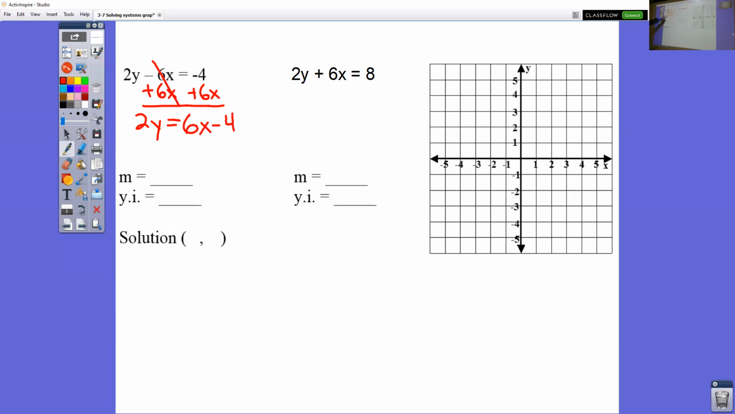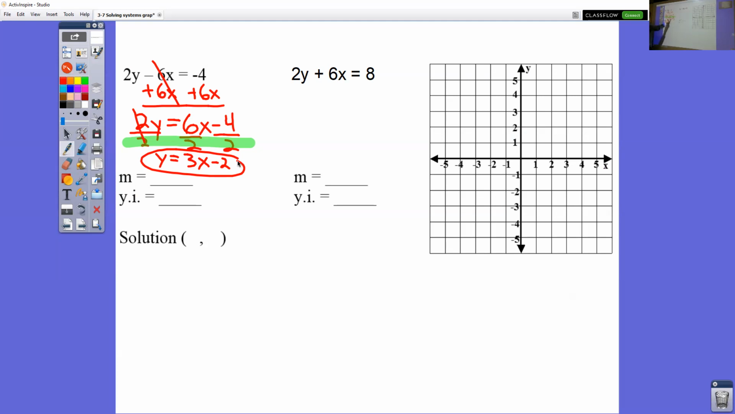I need to get this y all by itself. So this really says 2 times y. The opposite of times is divide. So I need to divide by 2, divide by 2, divide by 2. Those 2's cancel out. So I really have y equals 6 divided by 2 is 3x. Negative 4 divided by 2 is negative 2. So I have the equation y equals 3x minus 2.